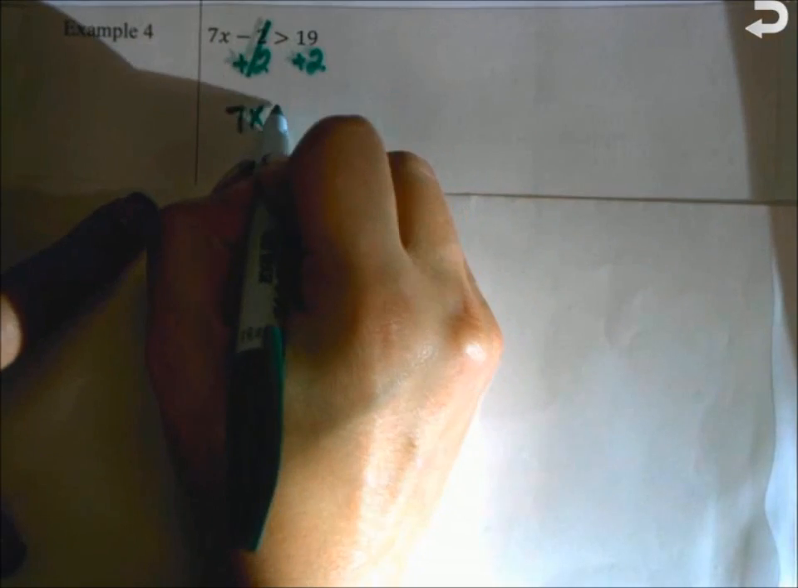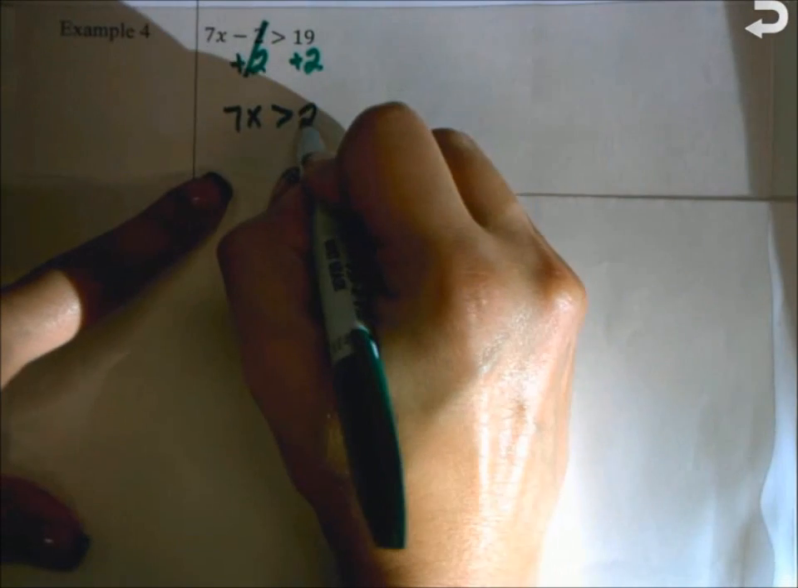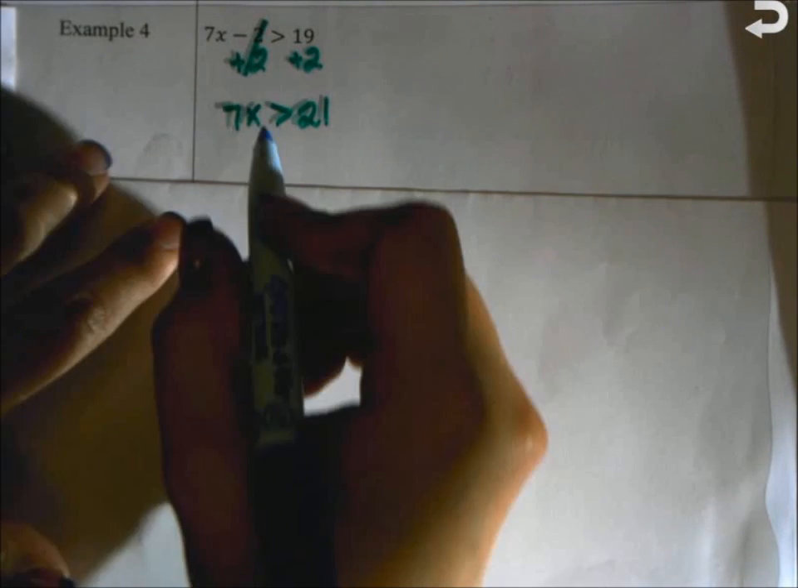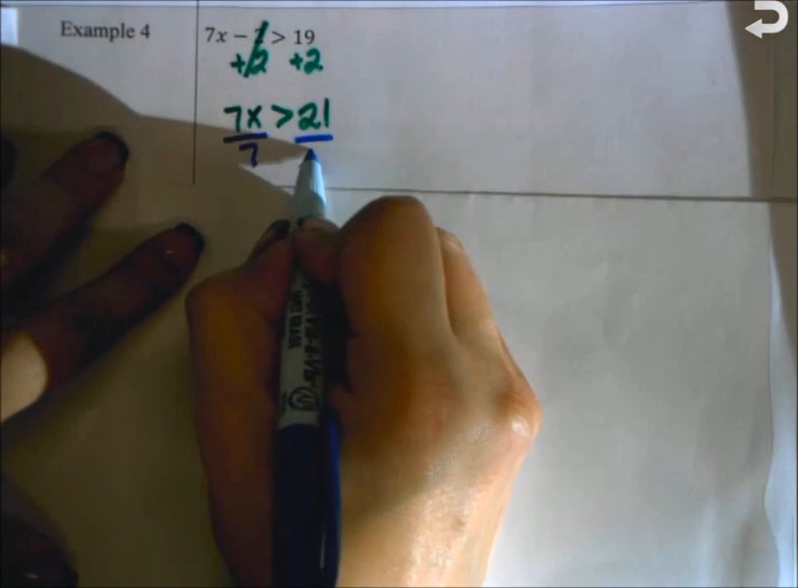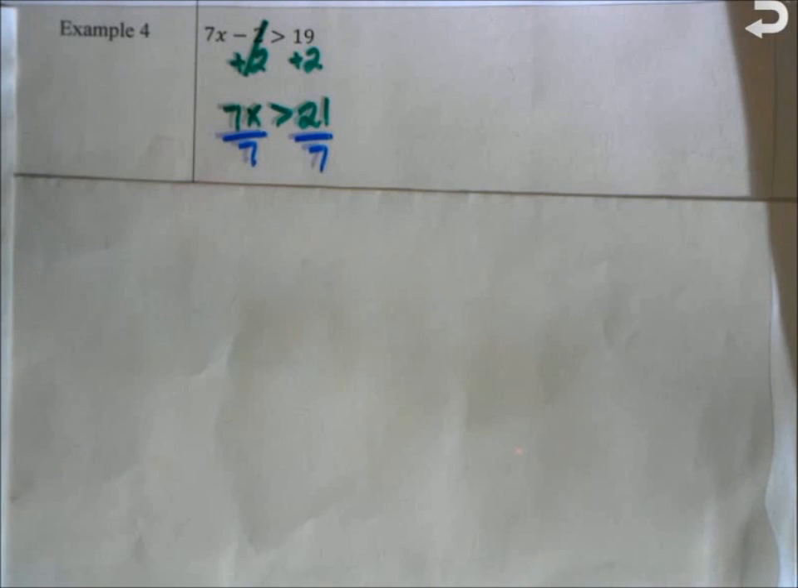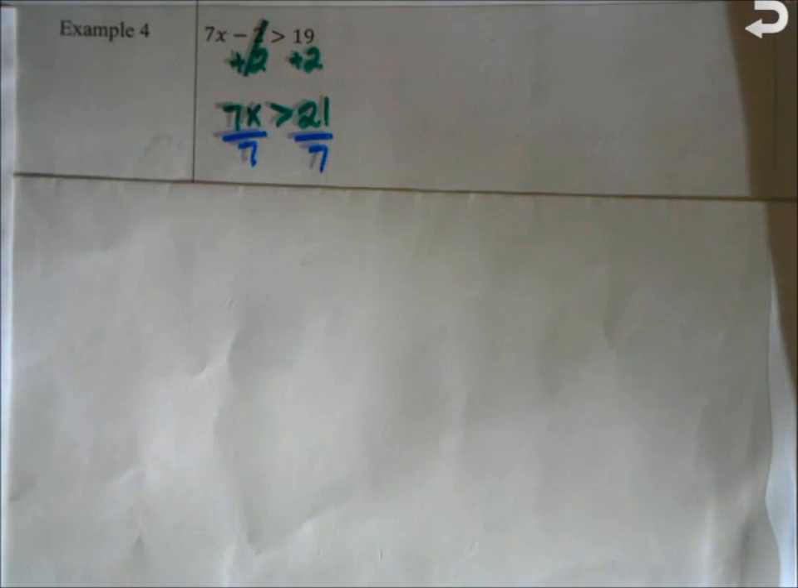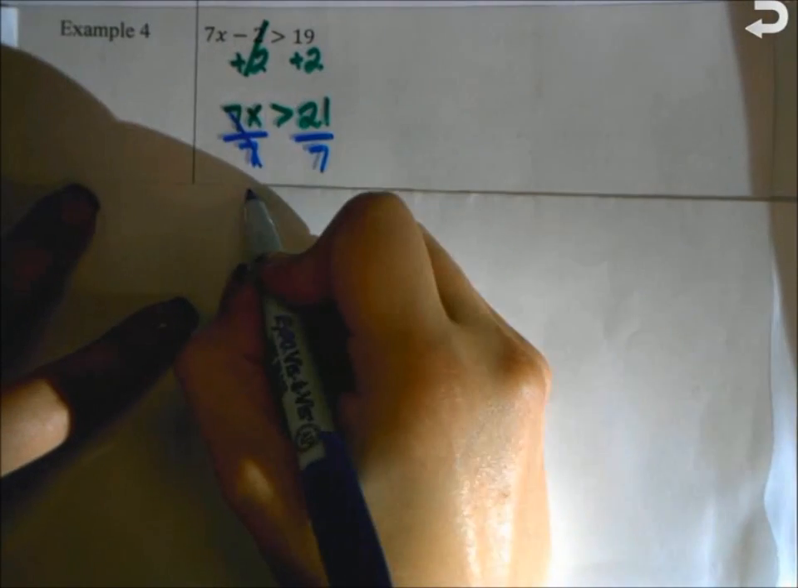Okay, so what is my second step? Remember, this is a 2-step inequality. Divide by 7. Perfect. I divide both sides by 7. Everybody, what is 7 divided by 7? It is 1. So what is my answer? X is greater than positive 3.